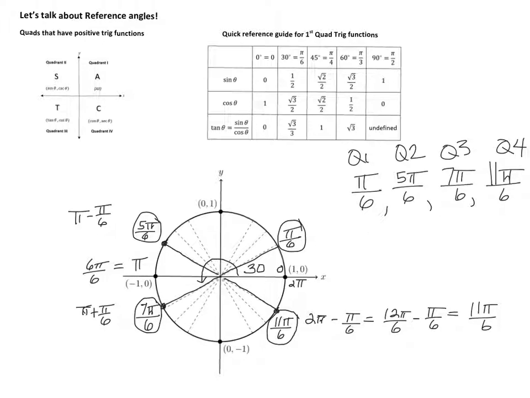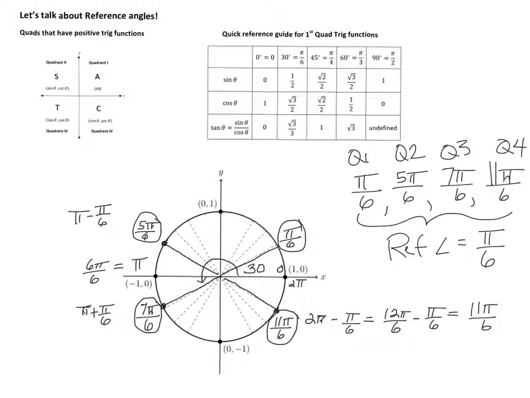Okay, if you look at those, what do these 4 angles have in common? They're all over 6. The reference angle for each of these, all 4 of them, is pi over 6. The reference angle is going to be important when we find trig values. So we need to know where the angle lies on the unit circle. We also need to know the reference angle. Okay, so let's look at these.